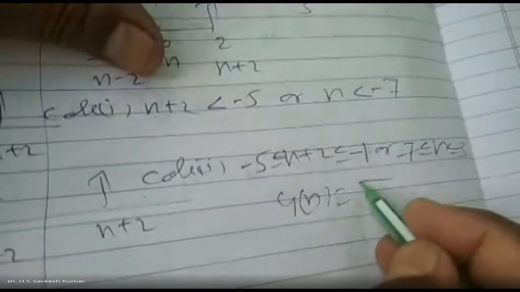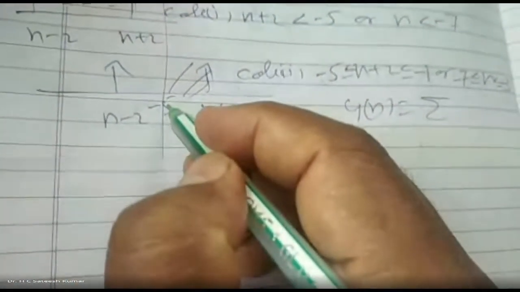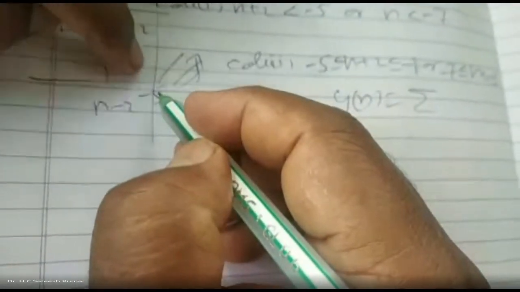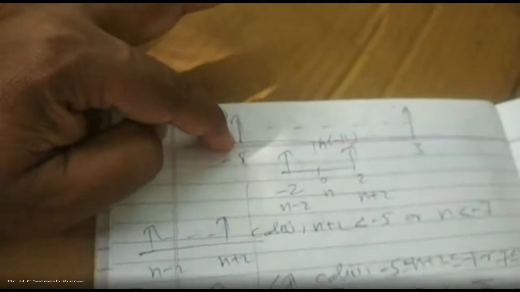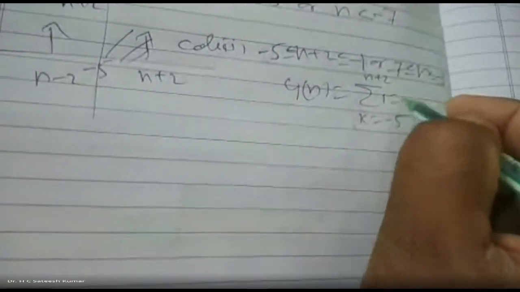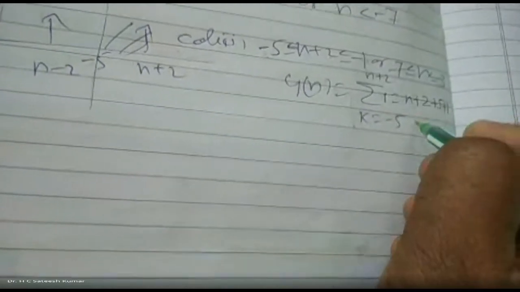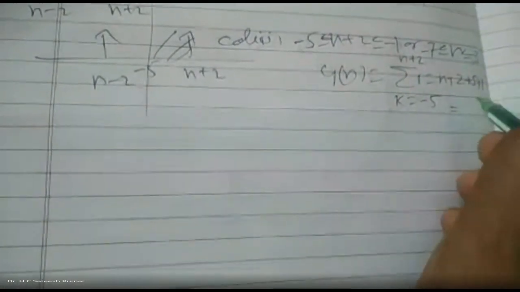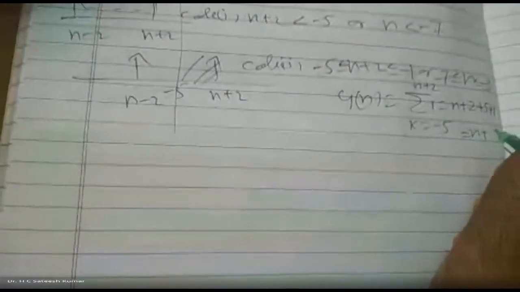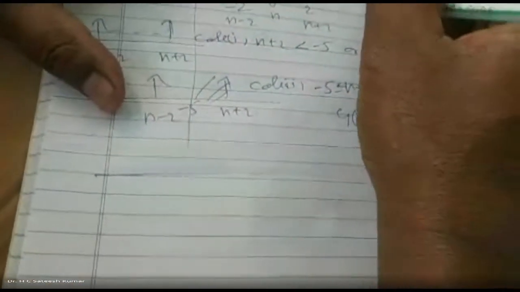y of n is equal to summation. So this is the overlapped area. From where? -5. You see this one. -5 is there here. -5 to n plus 2. K varies from -5 to n plus 2, 1, which is equal to n plus 2 plus 5 plus 1, which is equal to n plus 8.